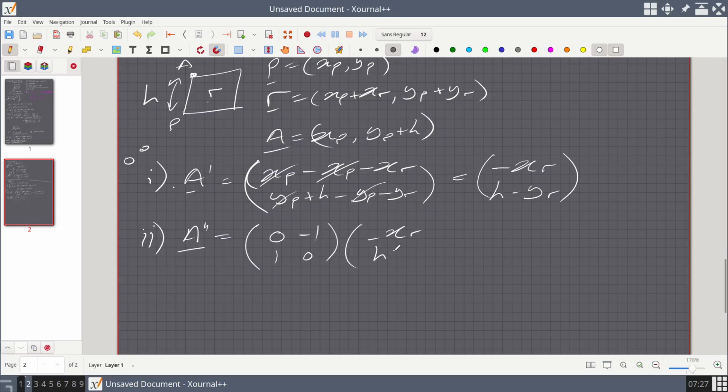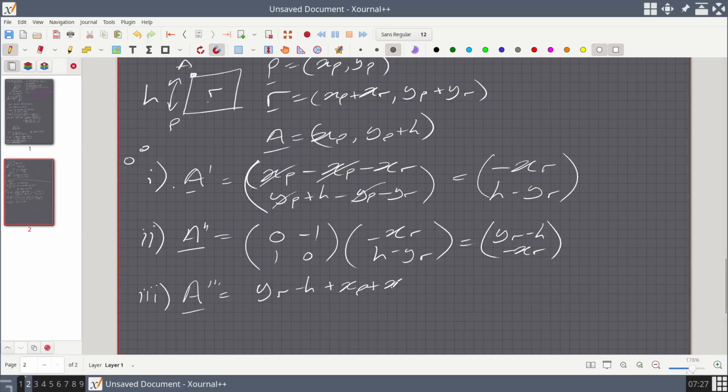Minus xr. We have h minus yr. Do a cross by down. So 0 times that is 0. Minus 1 times that gives me yr minus h, minus xr. And then we want to translate back, A triple prime. So we get ourselves yr minus h plus xp plus xr. And we get minus xr plus xp plus xr. Interesting, those xr's cancel.